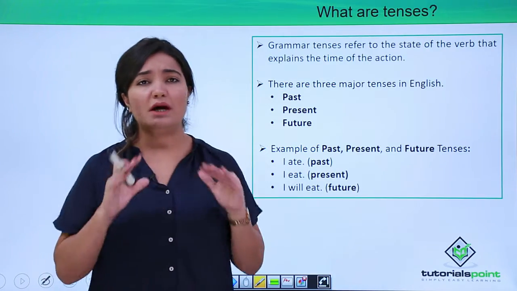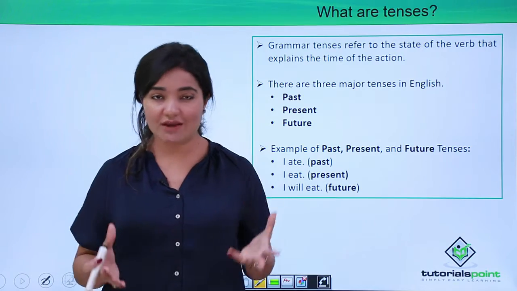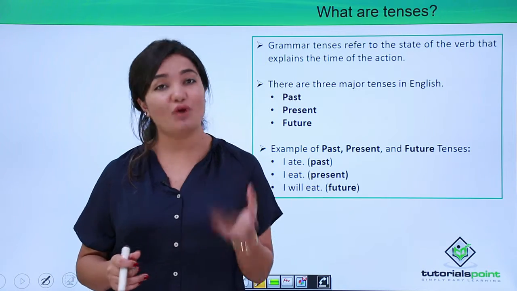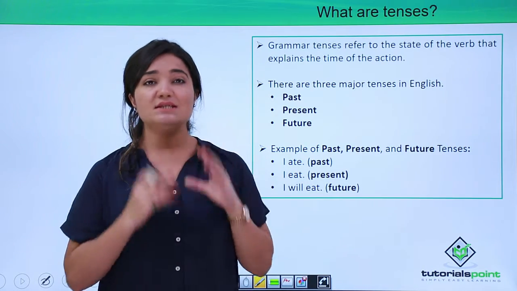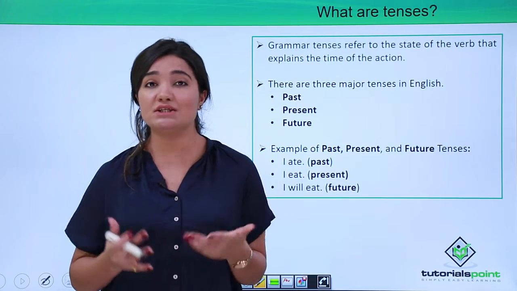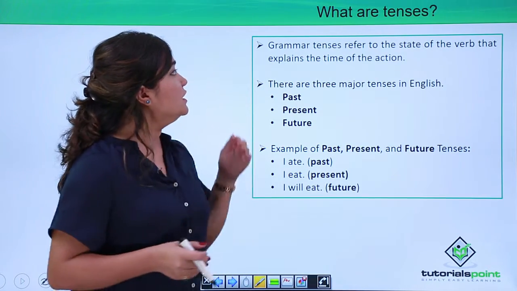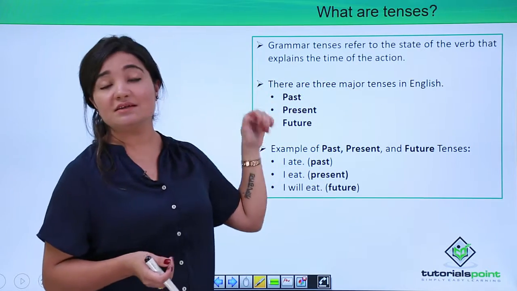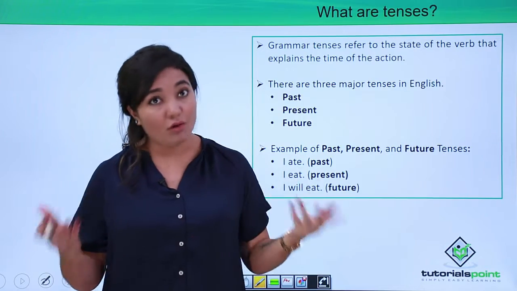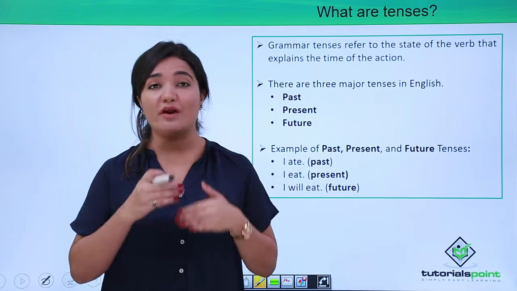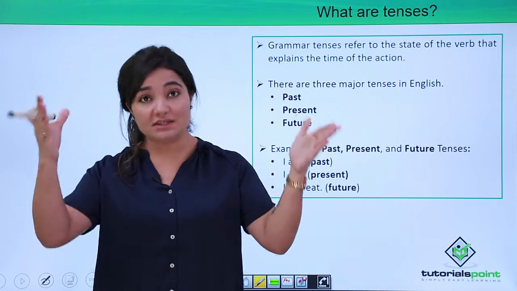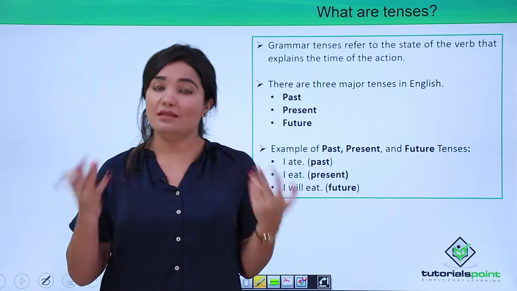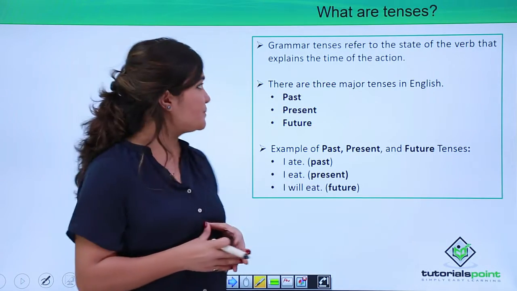Okay, so quite a lot of introduction I've already given you about tenses, and I'm sure now it's going to become very simple and easy for you to comprehend whatever I just told you. So let's just read a concrete definition of what actually tenses are. Grammar tenses refer to the state of a verb that explains the time of action. As I already told you, the form of verb wherein the time of its action is attached, not just being a verb form, is nothing but a tense form of a verb.